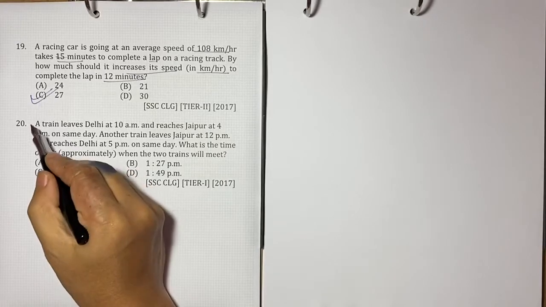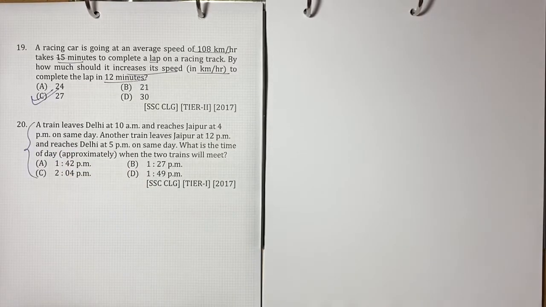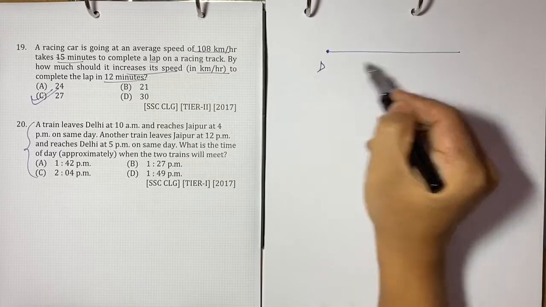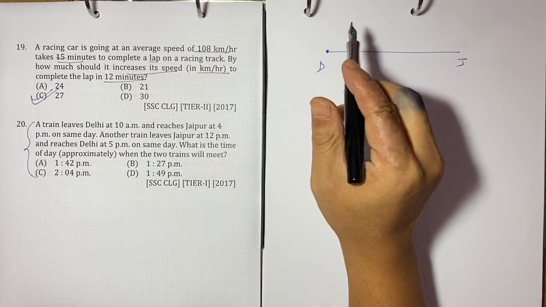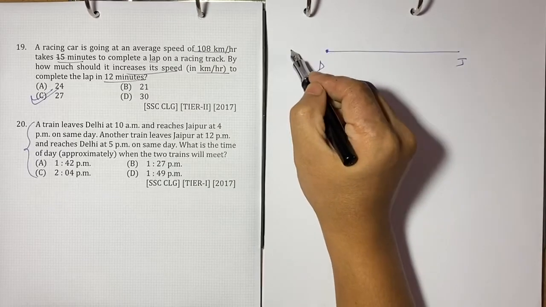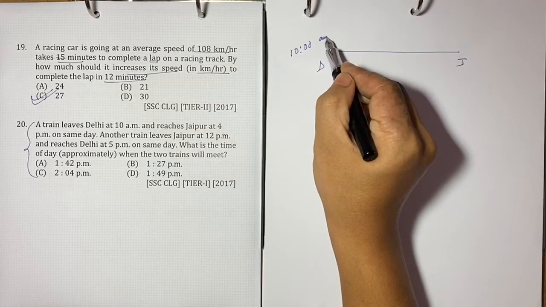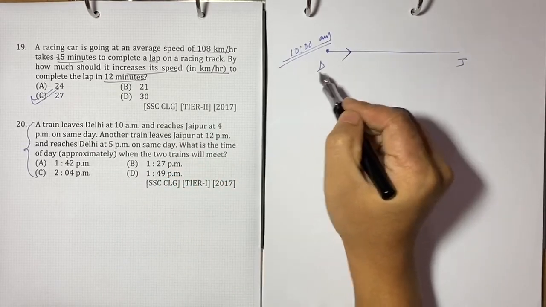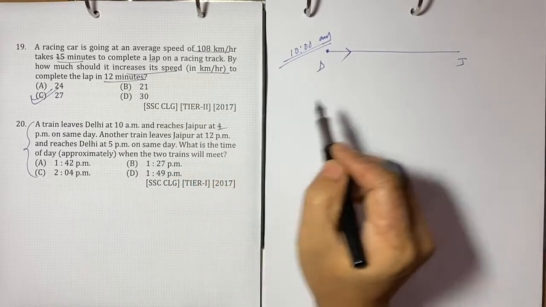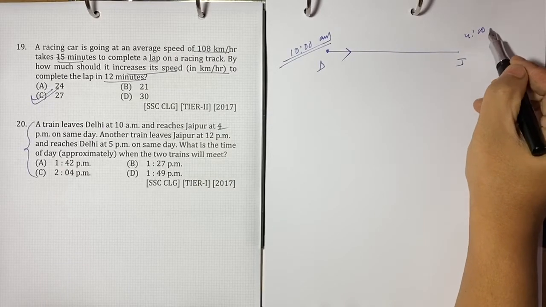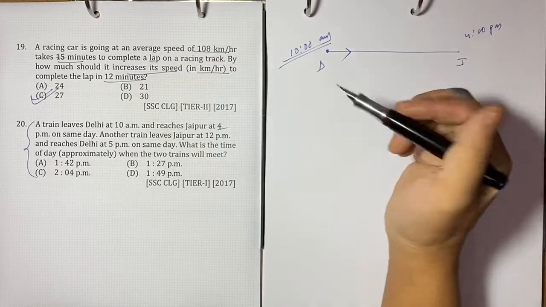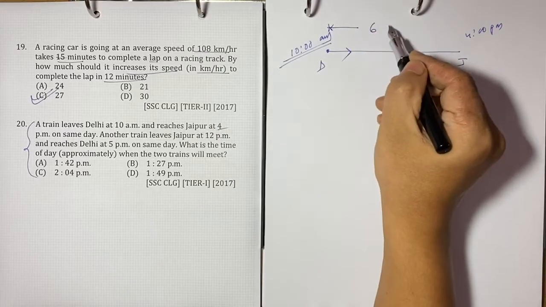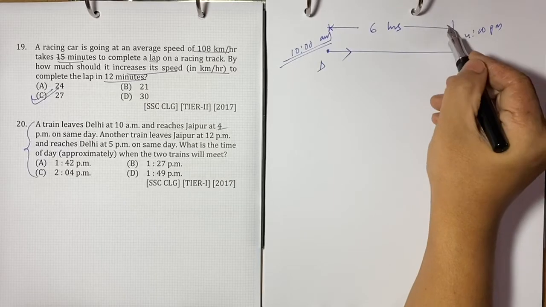This is a problem where the calculation is a bit long. Delhi to Jaipur: this is Delhi, this is Jaipur. One train leaves at 10 a.m. and reaches at 4 p.m. on the same day. Counting 11, 12, 1, 2, 3, 4, the total journey is 6 hours.